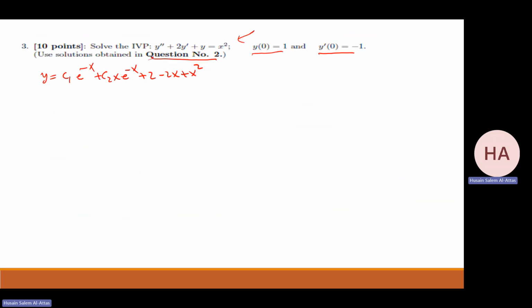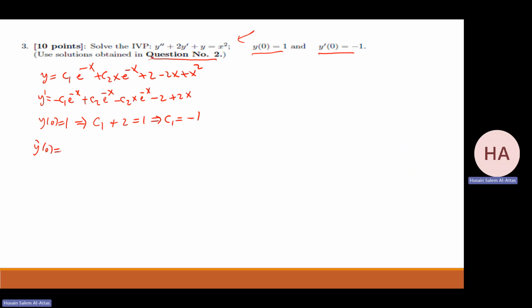Yes. Now we need the condition. I need Y prime, by the way. That will be minus C1 e^(-x) plus C2 e^(-x) minus C2 x e^(-x) minus 2 plus 2X. I need Y at 0 equal 1. That gives me what? C1, C2 gone, plus 2 is equal to 1. So C1 equals minus 1.